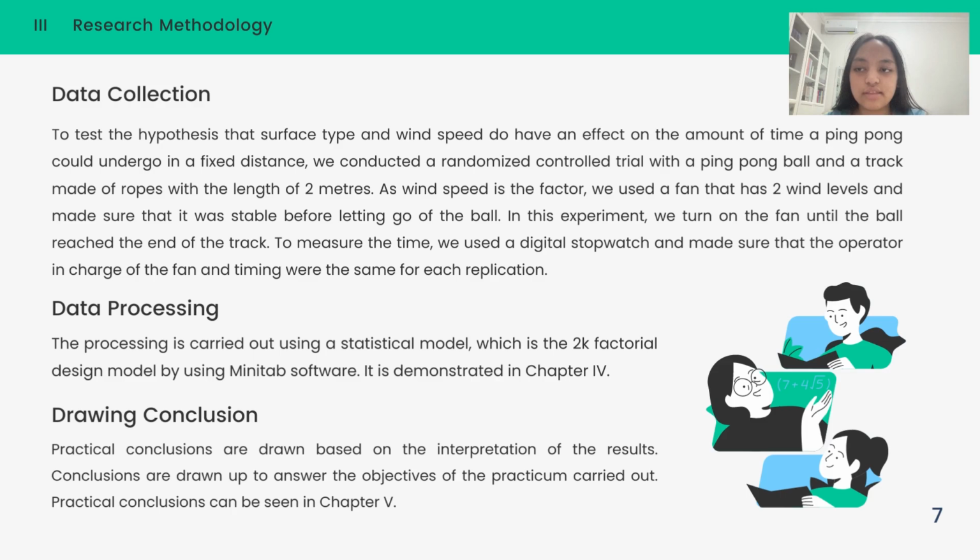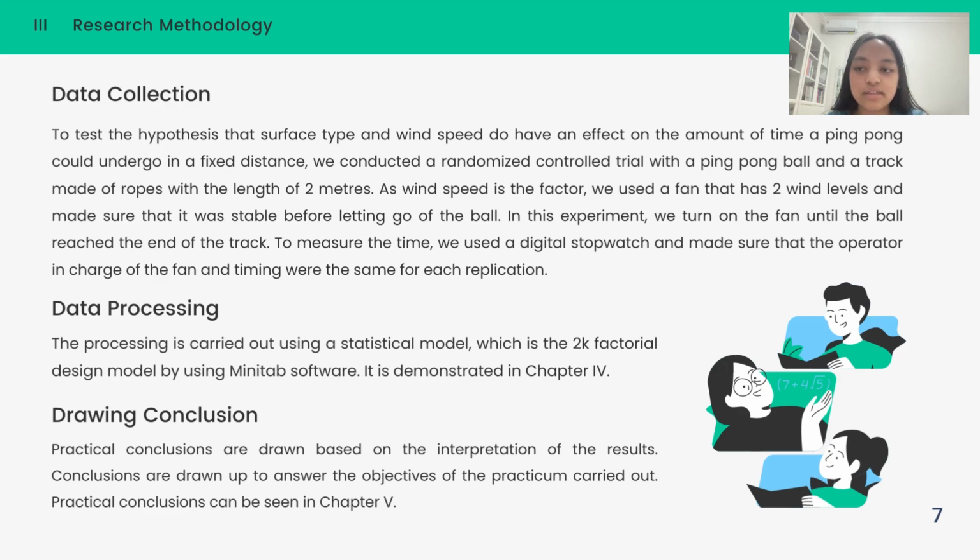To test the hypothesis that surface type and wind speed have an effect on the amount of time a ping pong ball could undergo in a fixed distance, we conducted a randomized controlled trial with a ping pong ball and a track made of ropes with a length of 2 meters. As wind speed is a controlled variable, we used a fan that has two wind levels and made sure that it was stable before letting go of the ball. In this experiment, we turned on the fan until the ball reached the end of the track. To measure the time, we used a digital stopwatch and made sure that the operator in charge of the fan and timing were the same for each replication.